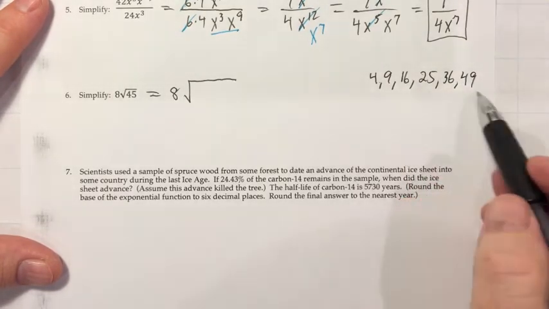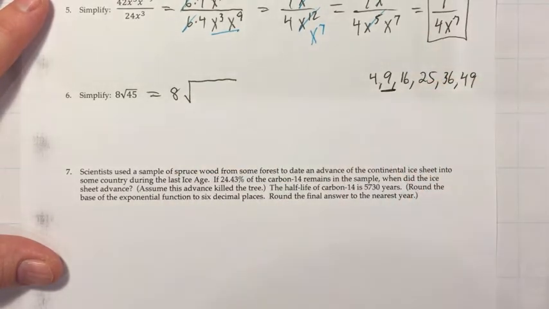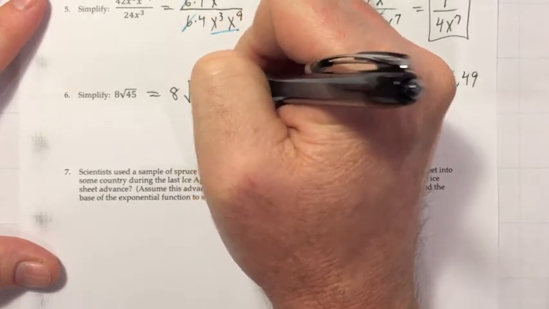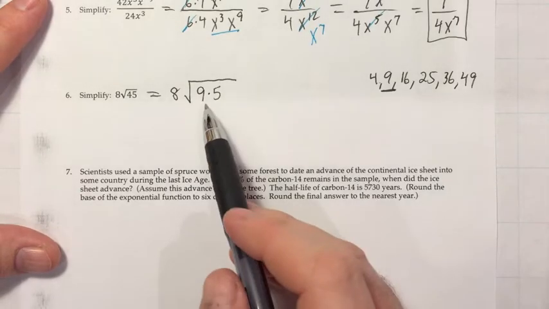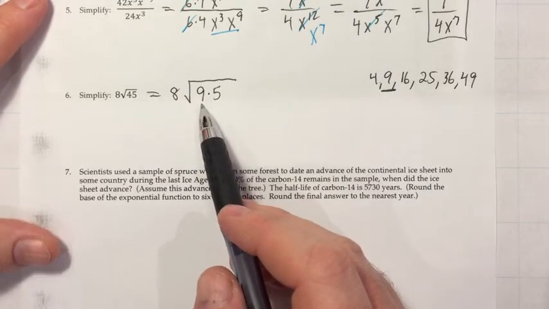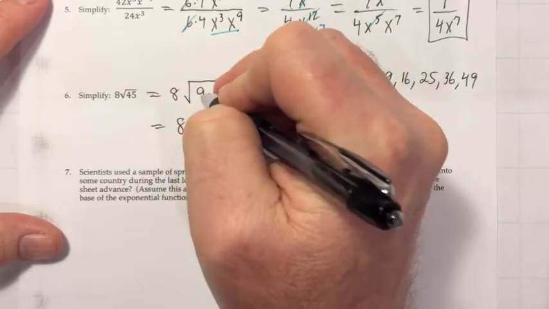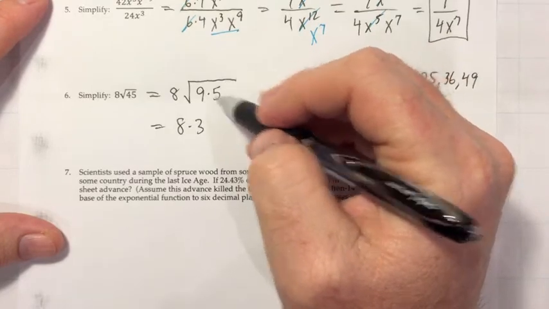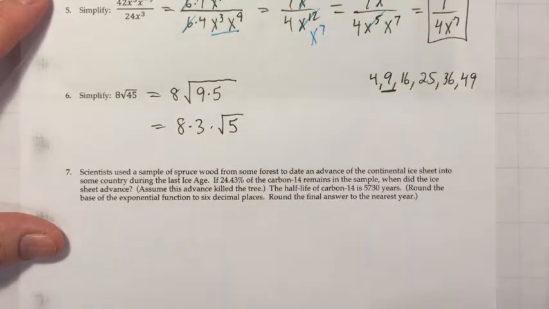So I want to think, what's the biggest number in this list that goes into 45? And I think the answer to that question is the 9. So I'm going to rewrite that 45 as 9 times 5. So 9 times 5 is 45. And what's special about splitting this up is 9 is a perfect square. So I know the square root of it. The square root of 9 is 3. What's the square root of 5? Not a nice number, not any integer, so that one is stuck underneath.